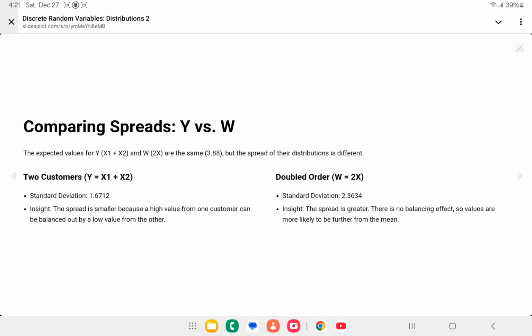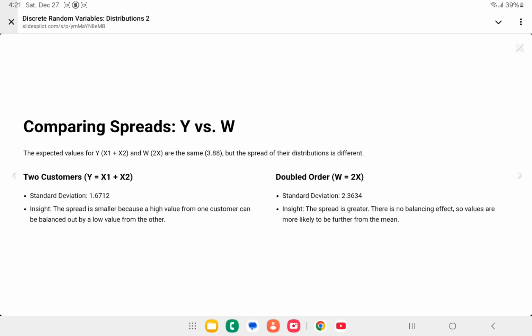One way to think about it is that when the 2 independent random variables X1 and X2 were added, it was possible for a high value in one to be balanced out by a low value in the other. This meant that the overall spread was less than simply multiplying the possible values by 2.